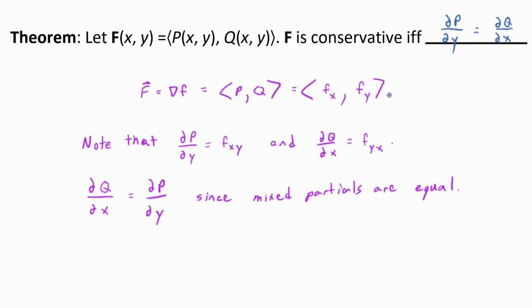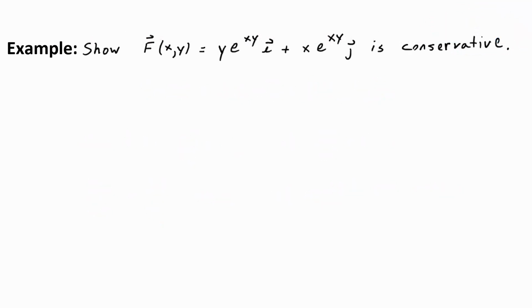Going the other way, which is actually what we want to test to see if F is conservative, we would want to say if this result is true, then F is conservative. And we don't have the tools to prove this yet. So we introduced it a little bit early so we can use it. So let's use it. We have F of xy equals y e to the xy i plus x e to the xy j. Show that it's conservative.